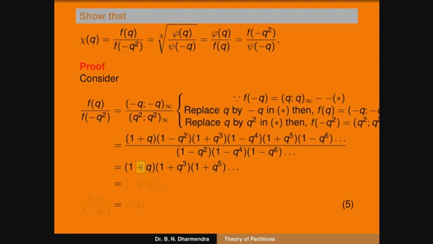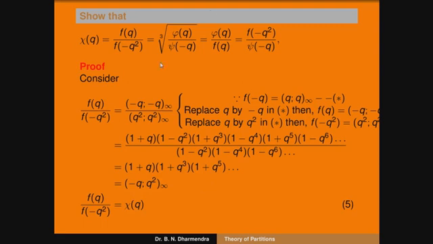Okay, so that means the very first term is minus q, and the base: we can observe the terms 1, 3, 5, which means that the base is 2. So therefore it can be written as (minus q; q squared) infinity. This is the statement for chi of q. So therefore f of q divided by f of minus q squared is equal to chi of q. You can call this equation 5.